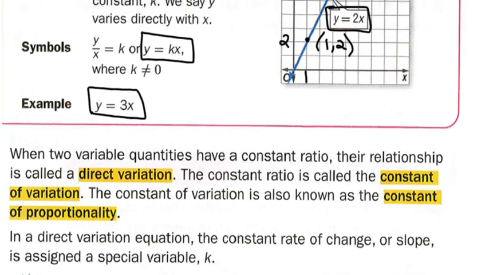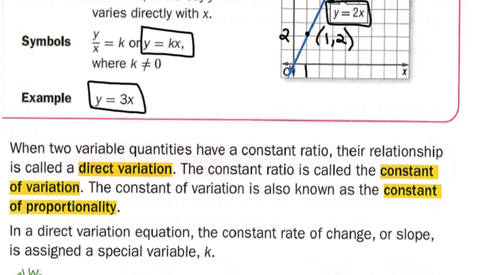So let's look down here. It says when two variable quantities have a constant ratio. And remember, we said a constant ratio is exactly the same as a constant rate of change. And we said a constant rate of change is exactly the same thing as a slope. So if two compared quantities, for example, speed versus distance, if they have a constant ratio, one changes as the other changes, we say they're proportional. They have a slope. They have a constant rate of change.